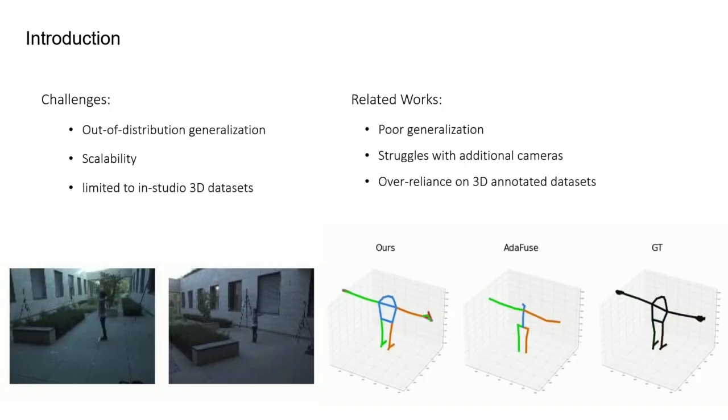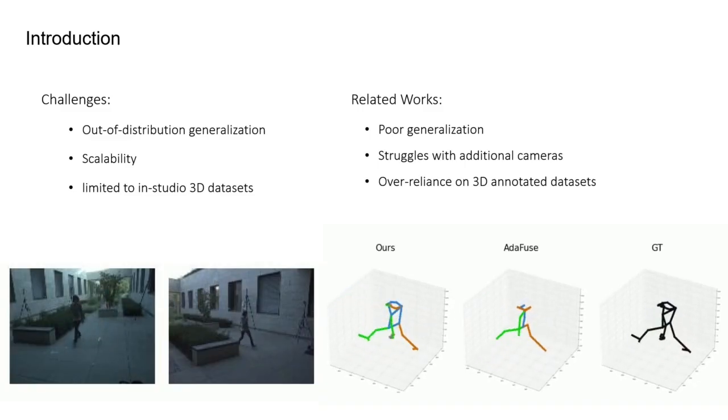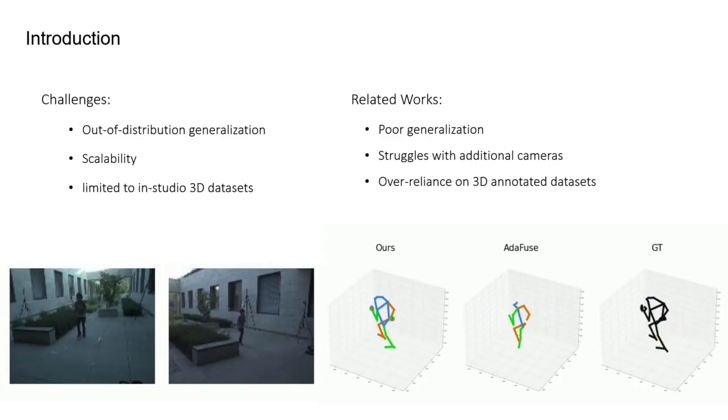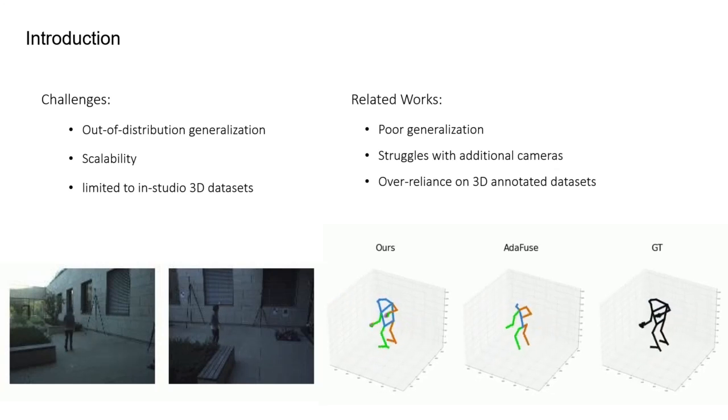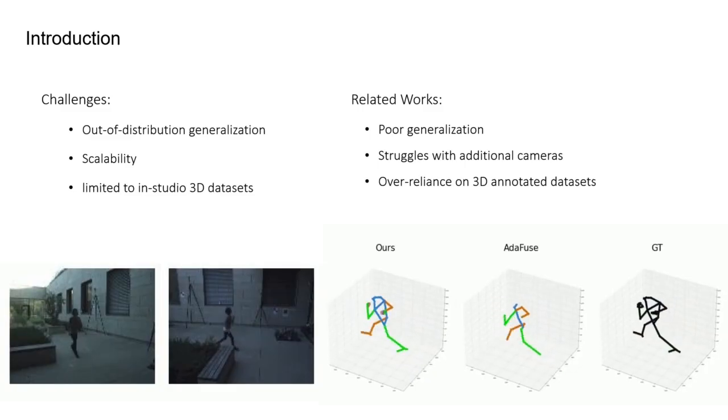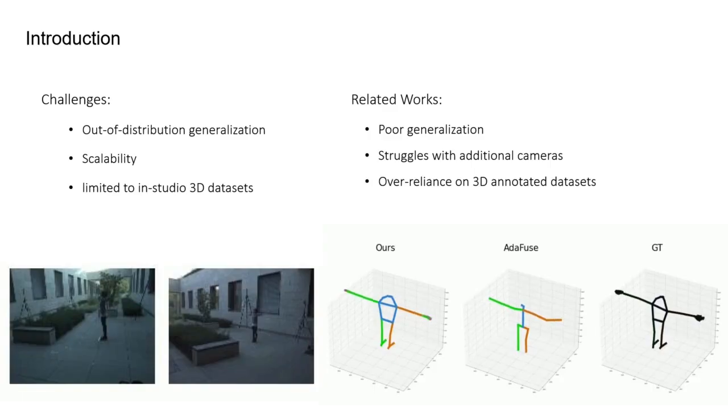To address these challenges, we present UPose3D, a 3D human body keypoints estimation method from multi-view videos with great scalability to a large number of cameras and generalizability to out-of-distribution data. Additionally, unlike others, we do not rely on 3D annotated data and train our model using motion capture data to improve its generalizability.